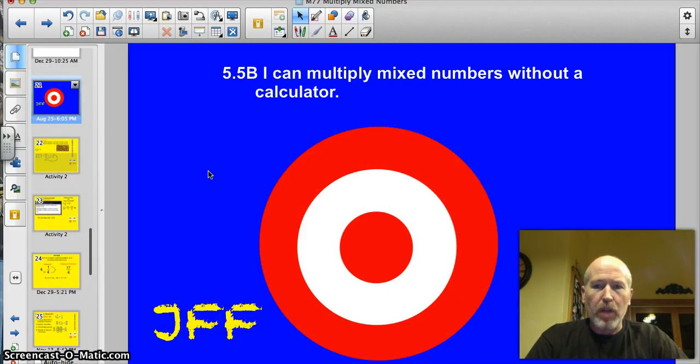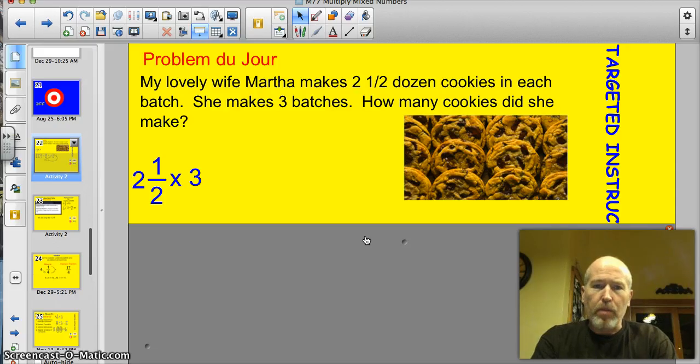5.5b, I can multiply mixed numbers without a calculator. Let's do this thing. All right, the problem du jour. My lovely wife Martha makes 2 1/2 dozen cookies in each batch. She makes 3 batches. How many cookies did she make? Or how many dozen did she make?